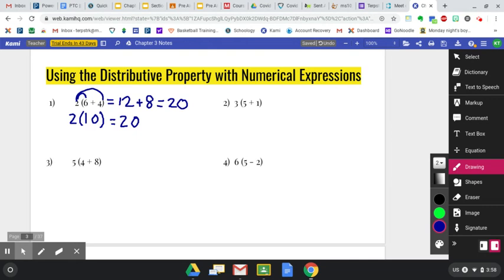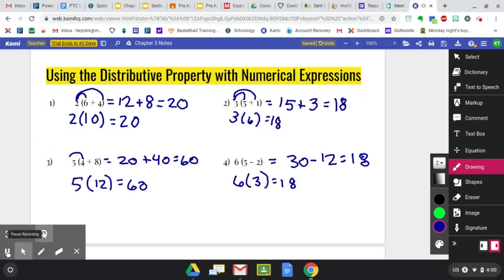I'd like you to pause the video here and try examples 2, 3, and 4. I'd like you to use the distributive property since that's what we're practicing here. And if you want to check it with order of operations, you may do so. So pause here and try those 3. All right, so let's see how you did.